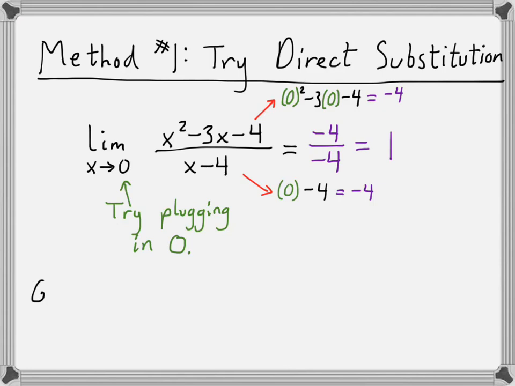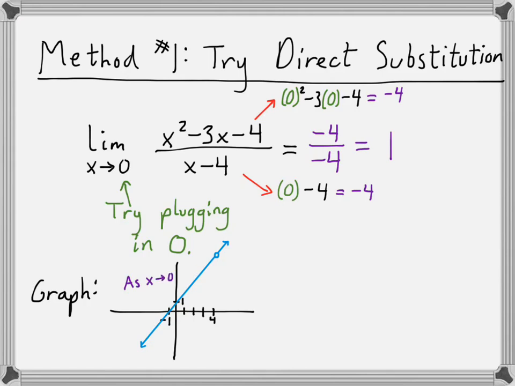Let's look at what this looks like graphically. Here's our function. As it turns out, if you graph it, it looks like a straight line. In fact, just like the line x plus 1, but it has a hole at x equals 4. If we observe as x approaches 0, I don't really care about the hole. I'm way far away from it. So as x approaches 0, what's happening to y? Well, it looks like y is approaching 1. So there we go. The limit as x approaches 0 of that function would be 1.